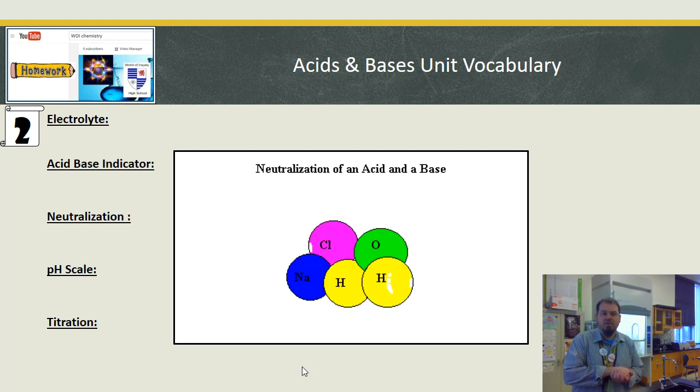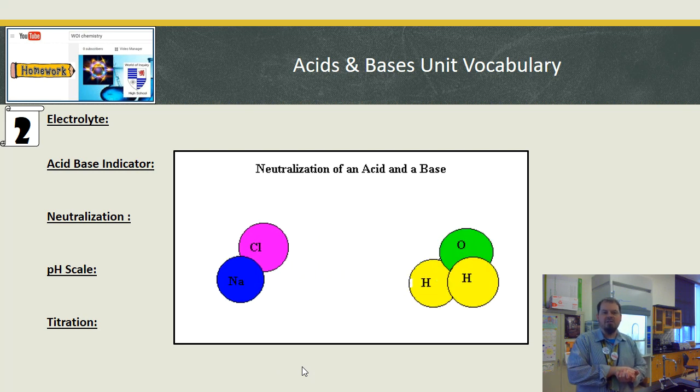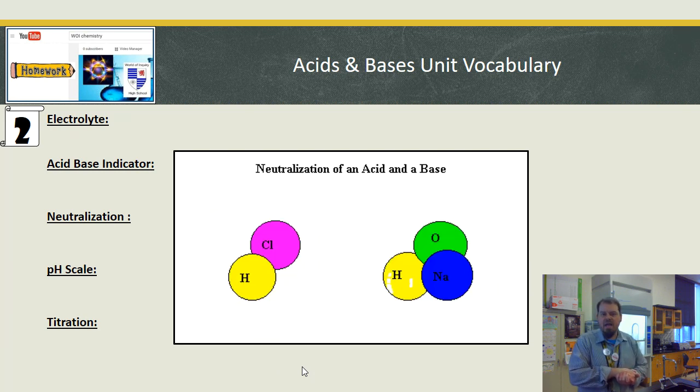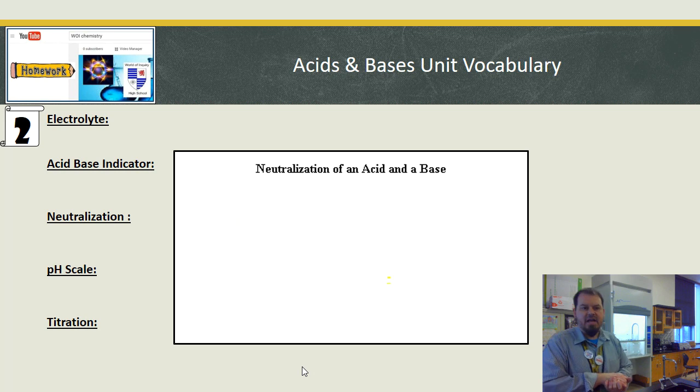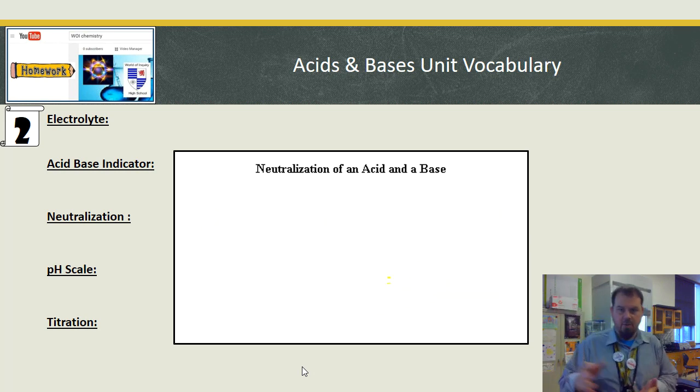This is a GIF of what's happening when I take an acid and a base and I put them together. The HCl is the acid. The NaOH is the base. The NaCl makes salt, or a salt, because it's an ionic solid, and HOH is water.